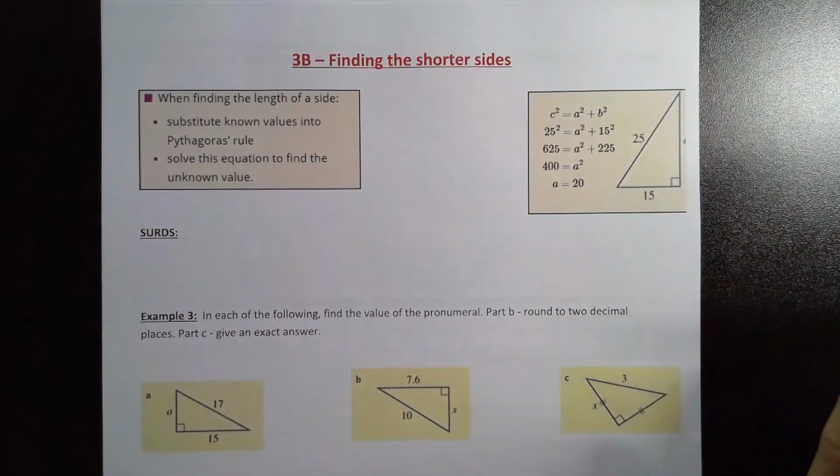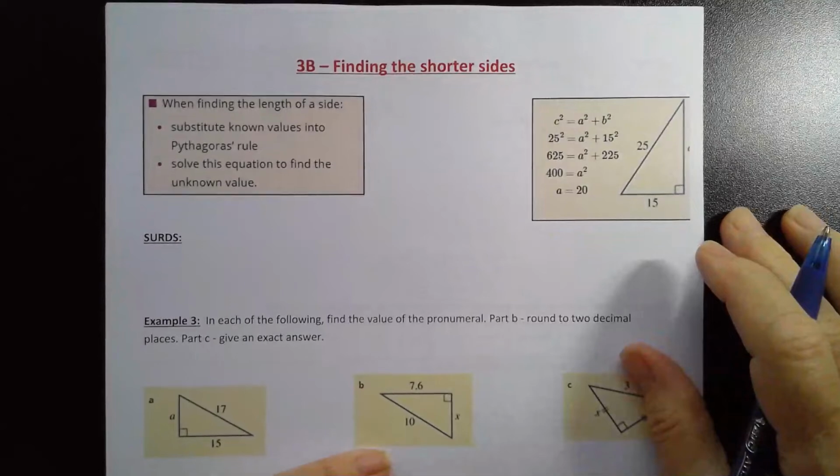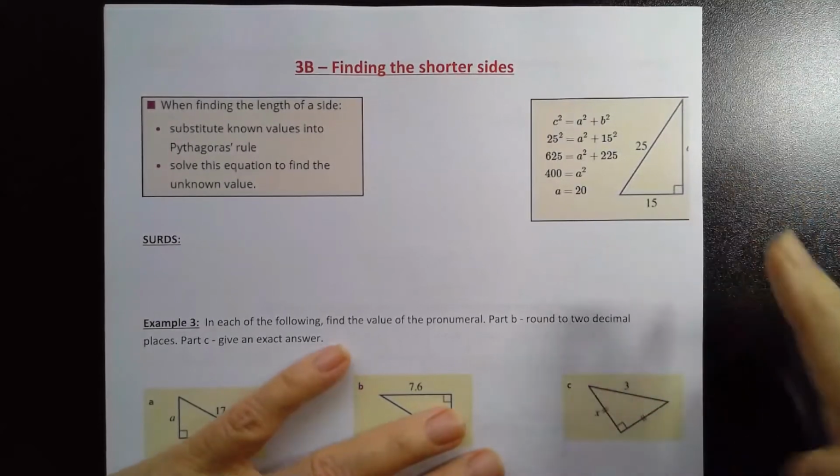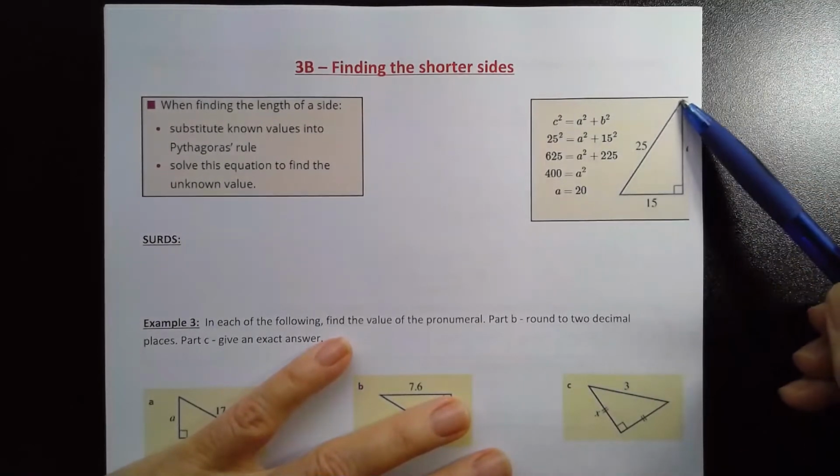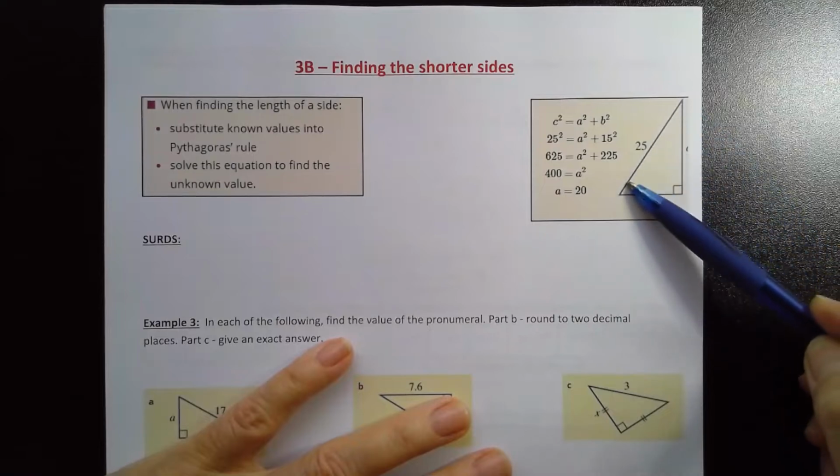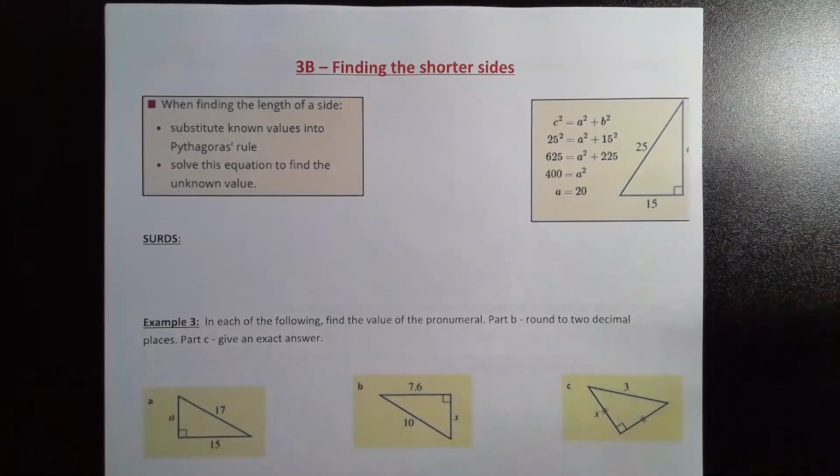Hi girls, these are the notes for 3B, finding the shorter side. I think we talked last week about how the hypotenuse of the right-angled triangle is always the longest side. The hypotenuse is always the longest side. And I'm going to try to get a better picture of this. Yeah, I think this is better.